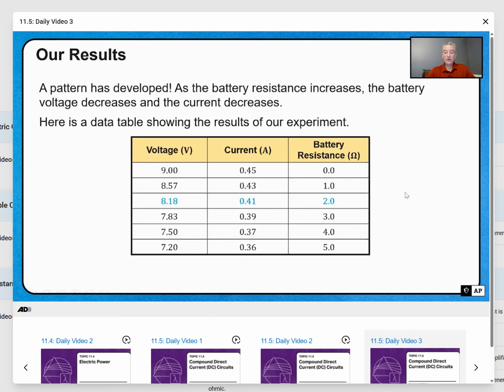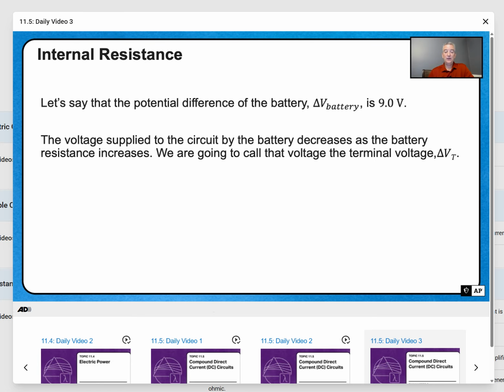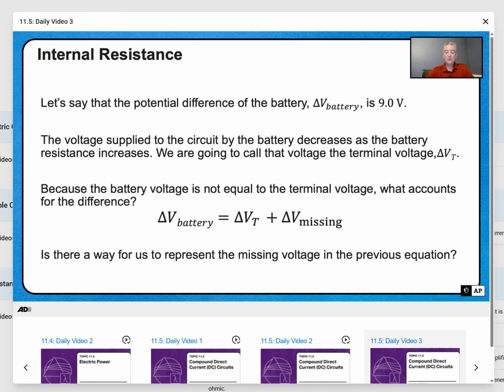If you can remember what the numbers are in blue, we're going to be using those to highlight an example of this internal resistance. So if we go ahead and say, all right, the potential difference of the battery when there is no charge flowing through the circuit is 9 volts. The voltage supplied to the circuit by the battery did decrease, though, as the battery resistance increases. So let's call this the terminal voltage. So what we can identify is that the battery voltage, when there's no charge flowing at all, is equal to the sum of the terminal voltage, and then there appears to be some missing voltage that we haven't factored into this discussion. So what accounts for that missing voltage?